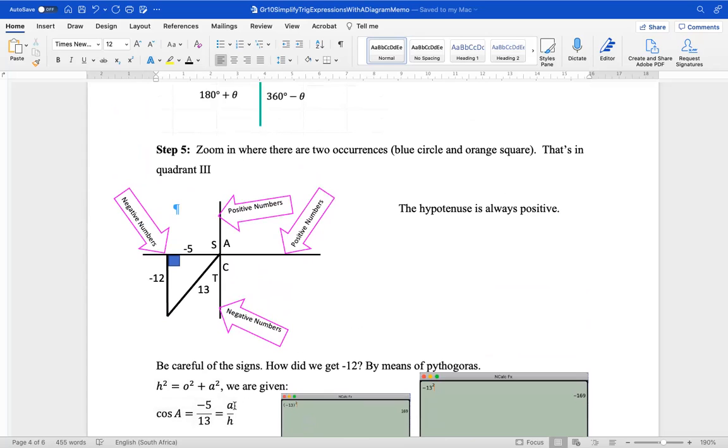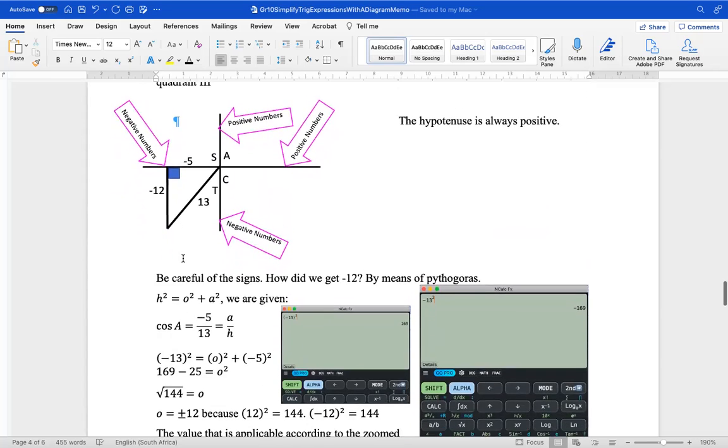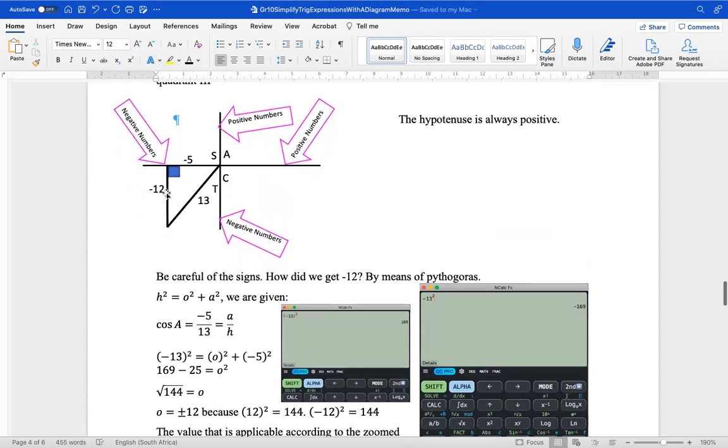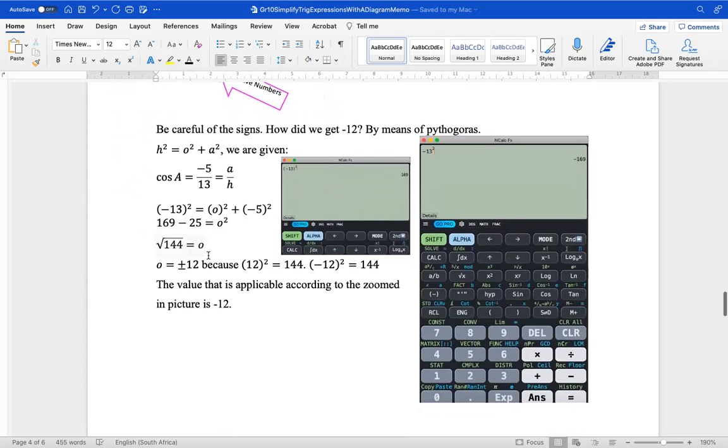That's so the negative 5, it's on the left-hand side of your x-axis. Do your Pythagoras to find what opposite is. It's at the bottom, so it's negative 12. Okay, and then you do your Pythagoras.